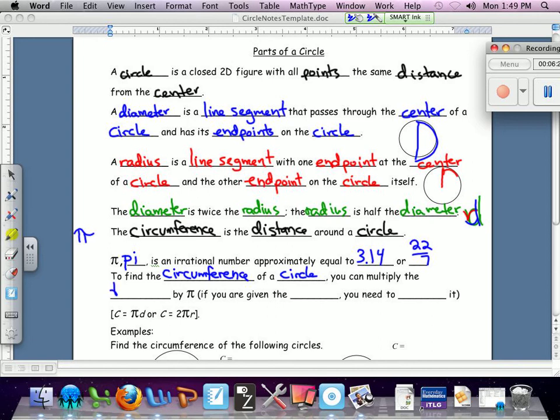All right, so to find the circumference of a circle, you can multiply the diameter by pi. So on your formula sheet, it says pi times d, or pi d. Doesn't say times, but we know 2 variables next to each other means multiply. If you're given the radius, you need to double it. And that's where the formula 2 times pi times r, 2 pi r comes from.